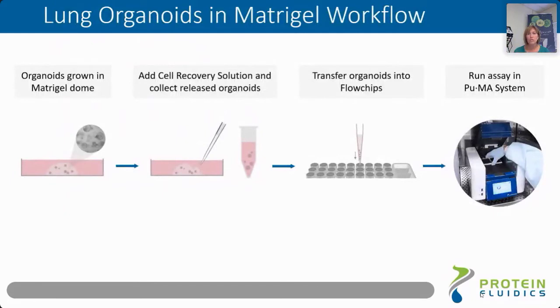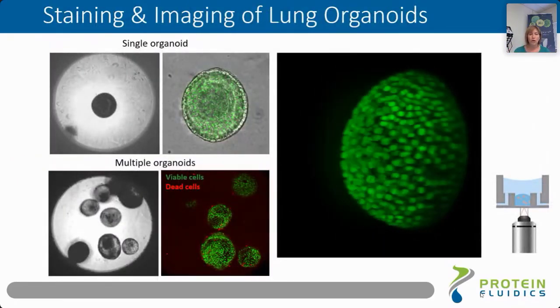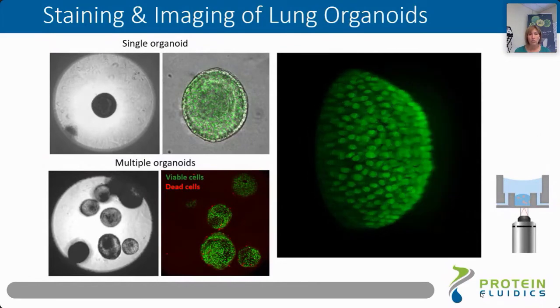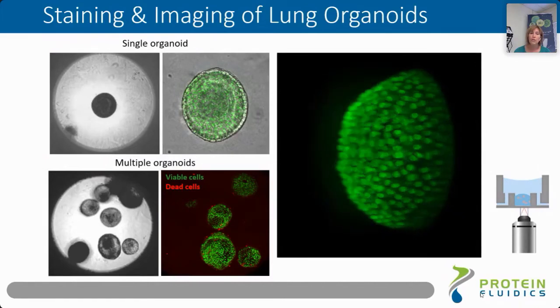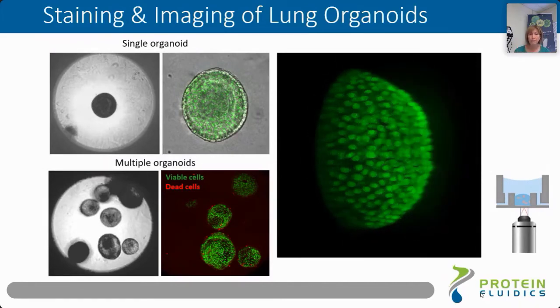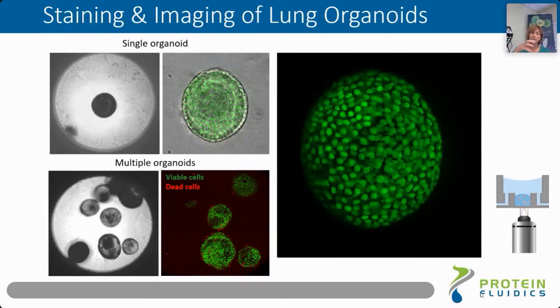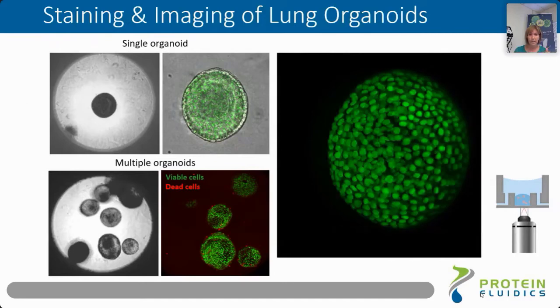For lung organoids, we use exactly the same workflow that I just described in detail, so I will not spend too much time on it. And here I would like to show an example of how organoids look inside the flow chip in Matrigel. You can either use a single organoid or multiple of them.